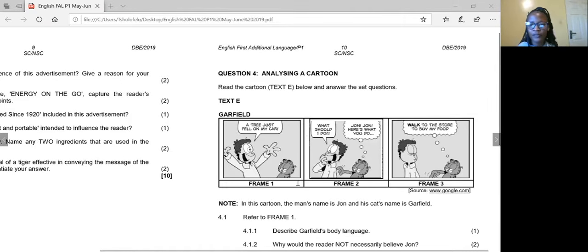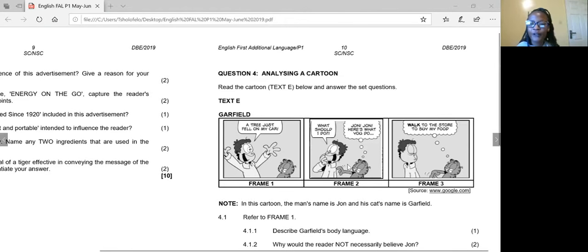Now, before you can even go to the questions, I've studied the storyline. In the first frame, John said a tree fell on his car. Now I'm going to study the body language. In the first frame, his mouth is wide open, his eyes are wide open, his hands are stretched out, okay? Which makes it difficult for us to believe him because he's actually smiling. What makes me say that John is smiling? I have evidence. What is my evidence? His mouth is wide open to show that he's happy or he's smiling. His eyes are also wide open.